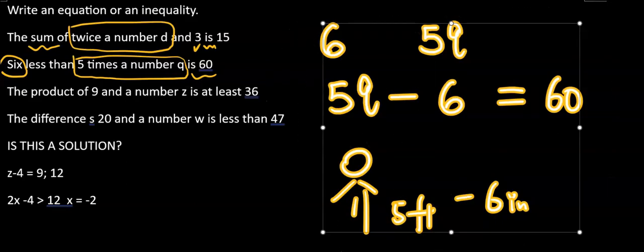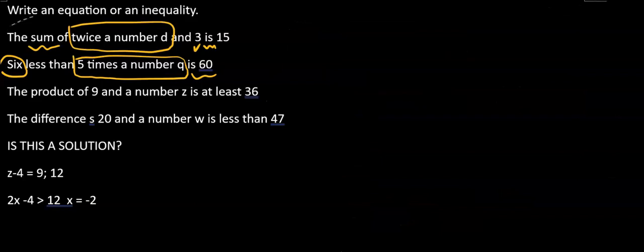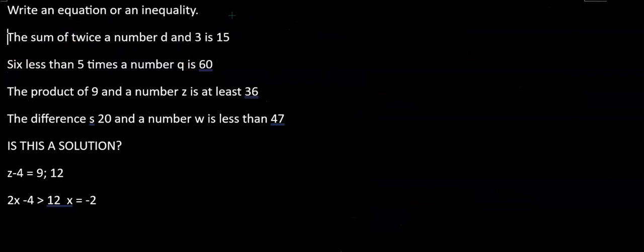All right, let's look at the next example. Let's erase some of them, make it clear for you. All right, next one: the product. We immediately think we're going to multiply. Of 9 and number z, is at least. Oh, here's the keyword: at least. At least means we're going to use greater than or equal to.